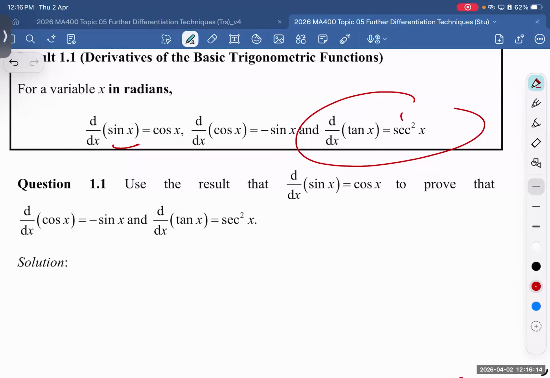No need, you can just use it. Different derivatives of trigo functions, for differentiation, calculus and integration, we always do in radians. We don't do in degrees, because everything is in terms of pi. Just a standardized output.